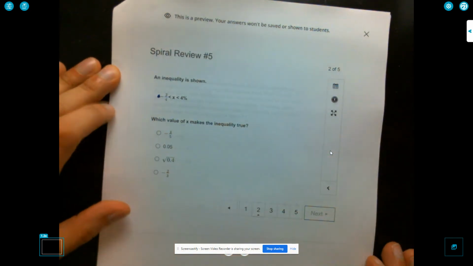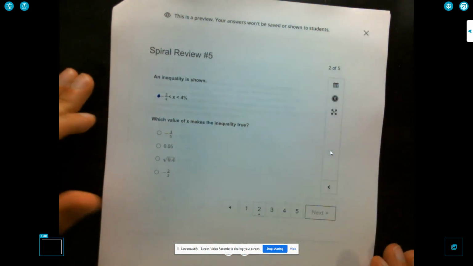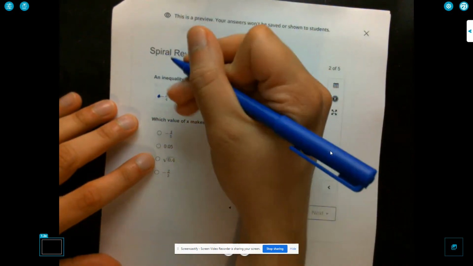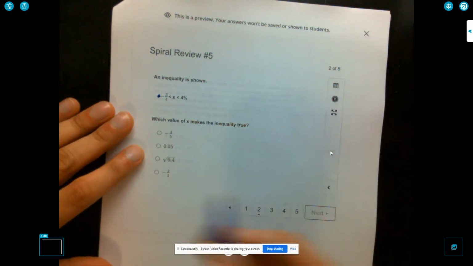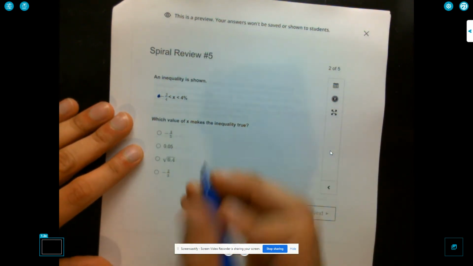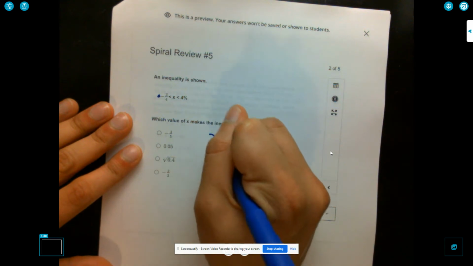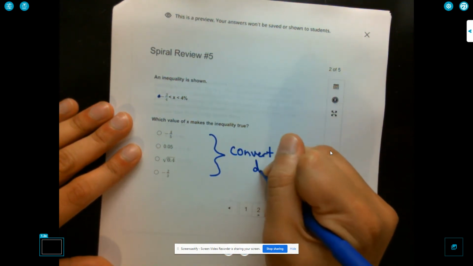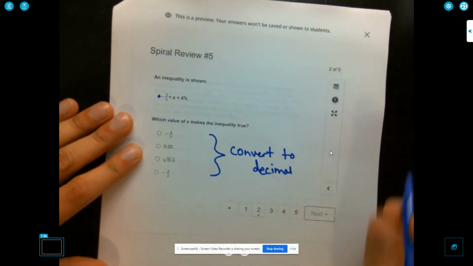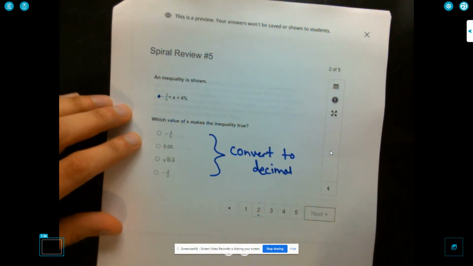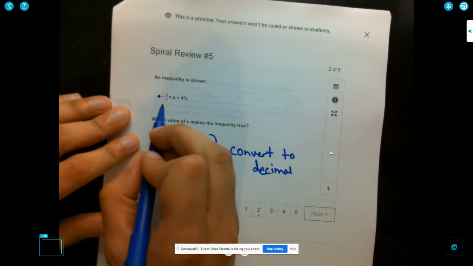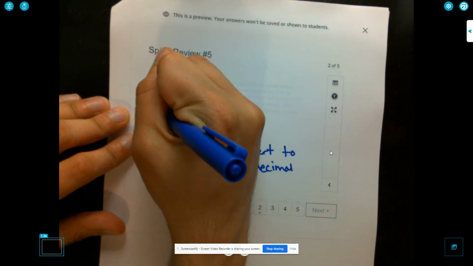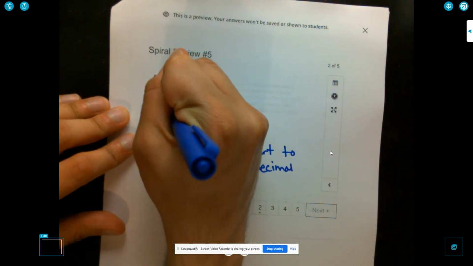It's -3/4. All right, so it says an inequality is shown. Which value of x makes the inequality true? So remember, the first thing you want to do is to convert these all to decimal. So remember, to convert a fraction, it's just as simple as typing it into your calculator. You should get -0.75.